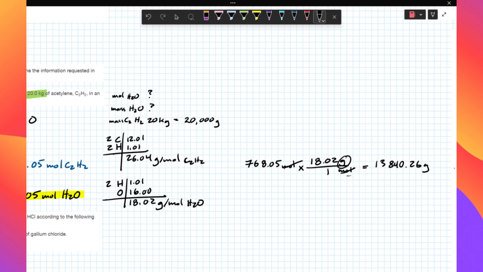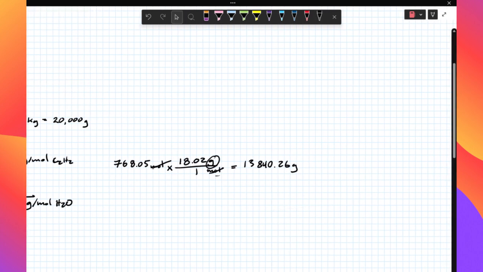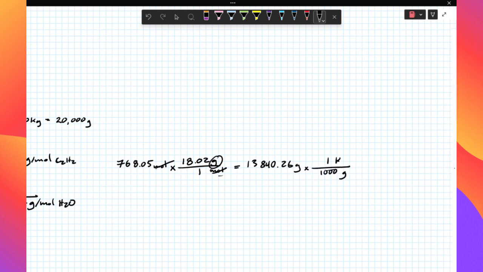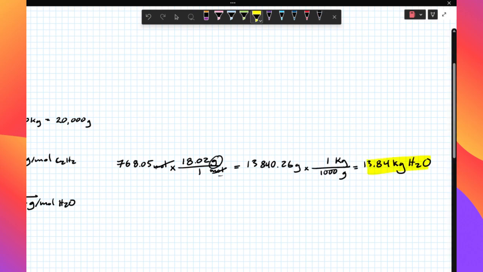This is a pretty large number. So to keep this simple, we can do our conversion from grams to kilograms. So divide that number by 1,000, and that gives you 13.84 kilograms of H2O will be produced. And that is your final answer.